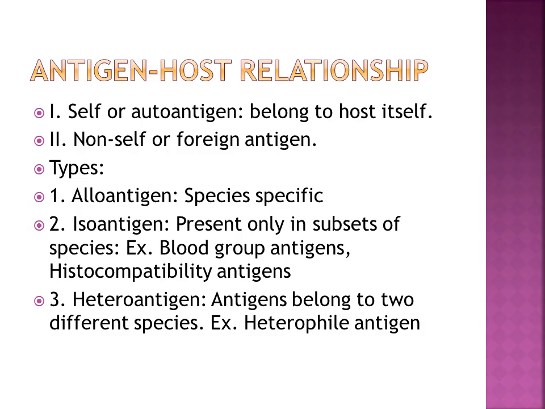So first is alloantigen. So species specific antigens are called as alloantigen. This is when the antigens are present in a species. Then isoantigen, present only in a subset of species. Example, blood group antigen, histocompatibility antigen. So they are called as isoantigen. Then heteroantigen. So antigens belonging to two different species. Example, heterophile antigen.